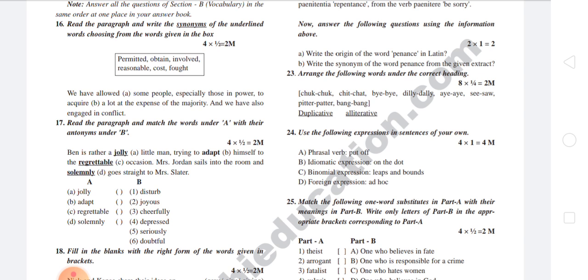Next, 24th question. Use the following expressions in sentences of your own. Here they will ask 4. 4 into 1 is equal to 4 marks, and it is also a very important part of our question paper because most of the students are losing marks in this part. So we have to learn this very carefully. Phrasal verb, idiomatic expression, binomial expression, foreign expression. In every part they will ask one question, and we have to use the given words in our own sentences. That is very important. If we do this, we will definitely get 4 marks.